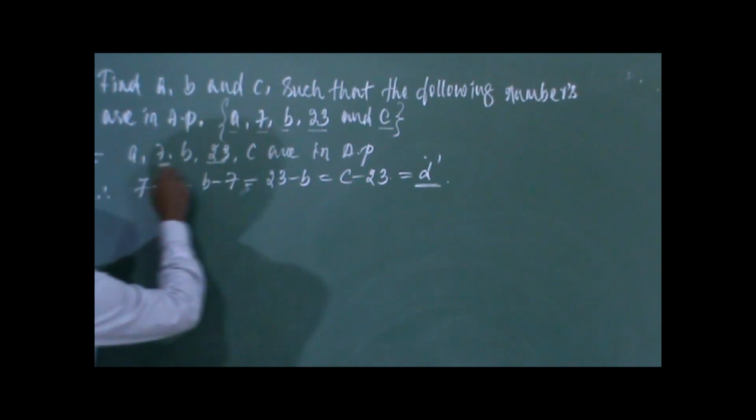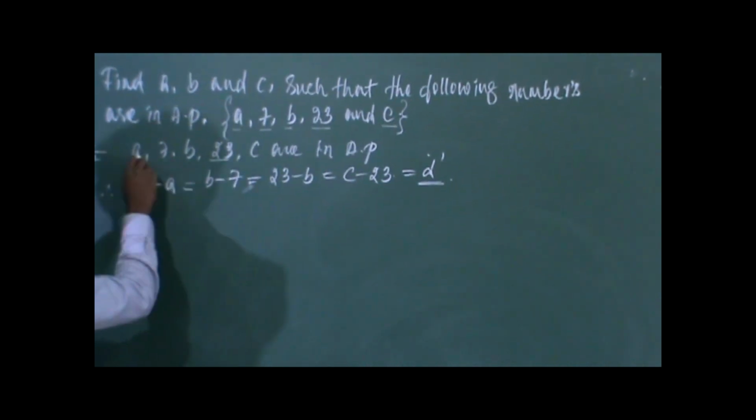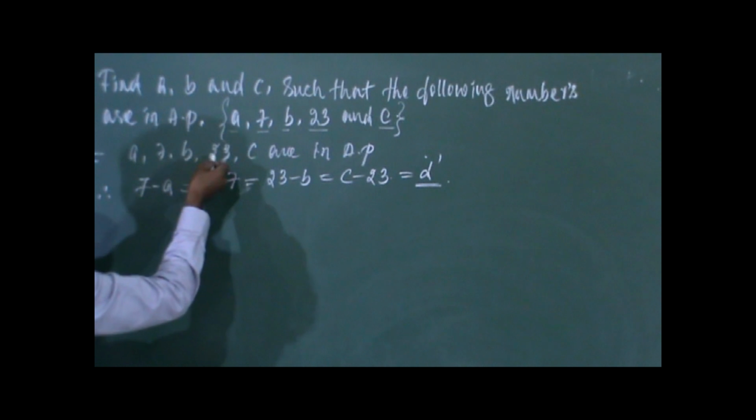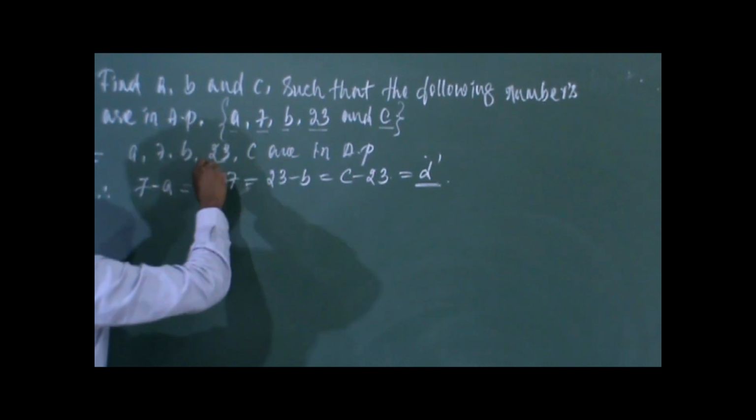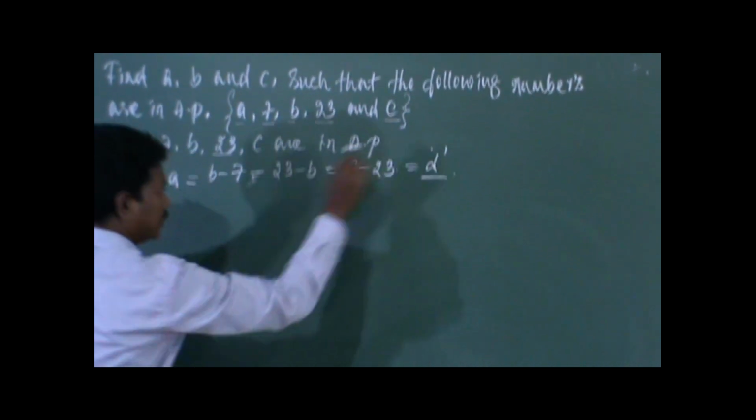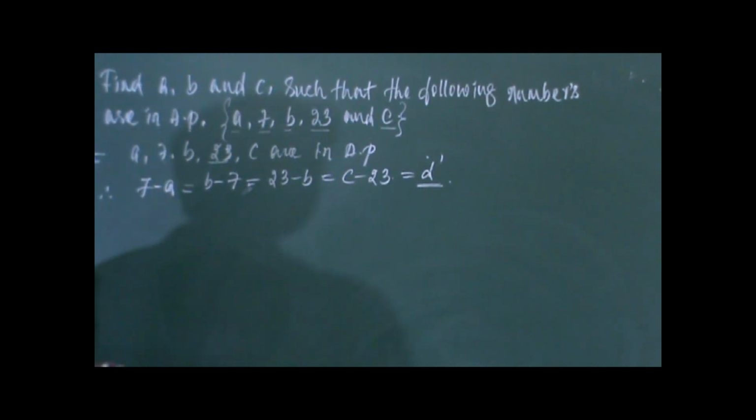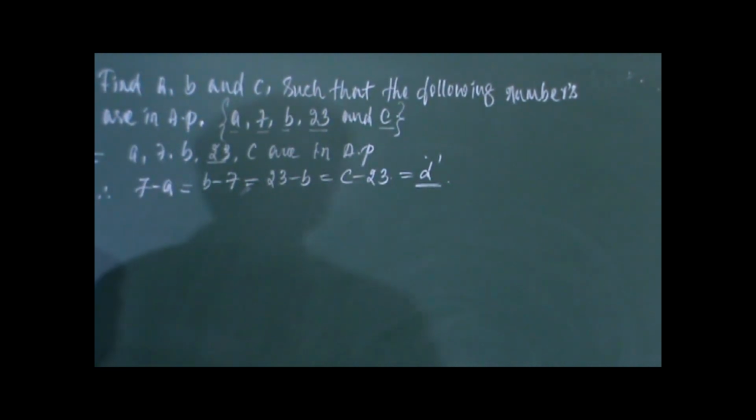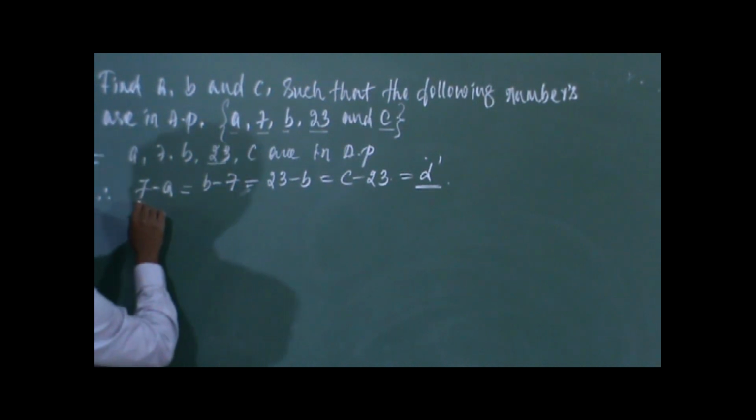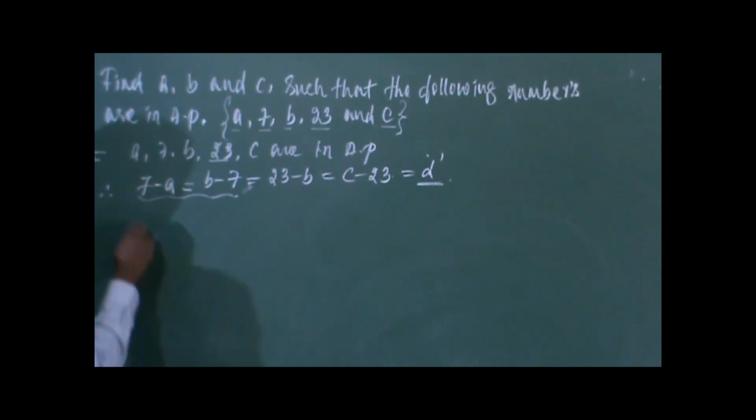Since the terms are in AP, the second term minus the first term, the third term minus the second term, the fourth term minus the third term, and the fifth term minus the fourth term will give you the common difference. Using this we have to find the values of A, B and C. Let us take these two terms.